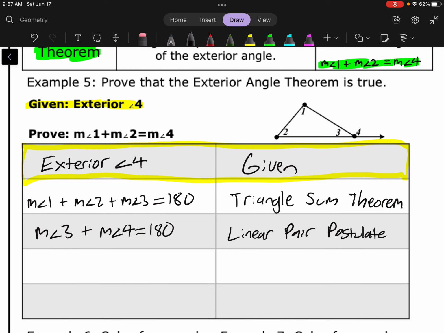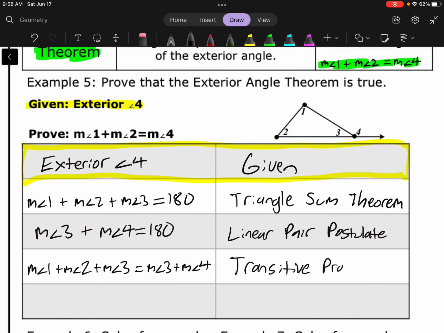Now notice that we've got 2 equations there from the 2 previous steps that are both equal to 180. So if I do a little bit of transitive property, I get the measure of angle 1 plus the measure of angle 2 plus the measure of angle 3 has to be equal to the measure of angle 3 plus the measure of angle 4. Since they're both equal to the same thing, the transitive property lets us set them equal to each other.